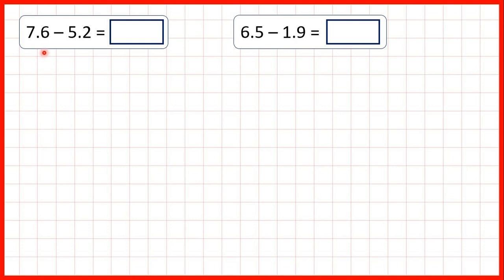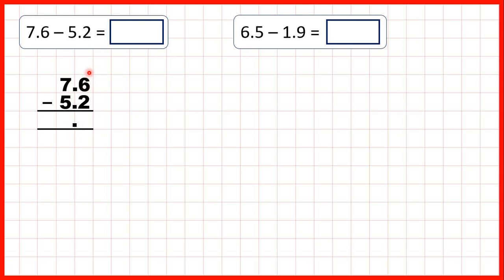In these questions, we're subtracting decimals with tenths. So first, we have 7.6 minus 5.2. We can set this out as a column subtraction, making sure that we've got our decimal points lined up, because if our decimal points are lined up, then our ones and our tenths place value columns will be lined up as well. We need to copy the decimal point down into our answer, and I like to do that straight away so that I don't forget.